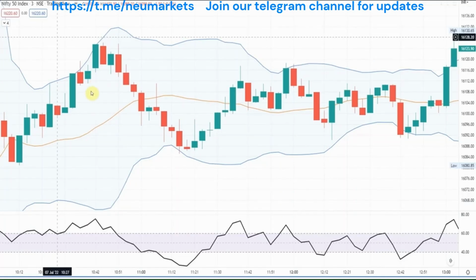So first we will look at a sell trade. Now if you look here, the price had crossed above upper Bollinger Band and also RSI was above 60. Now we will wait for RSI to drop below 60 and a bearish candle to be formed. With this bearish candle, we will make our entry and we will keep a target of 1:1.5.